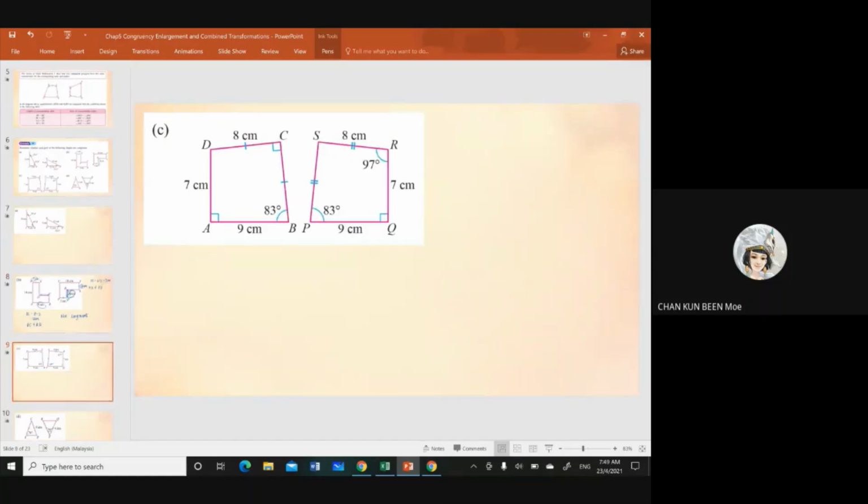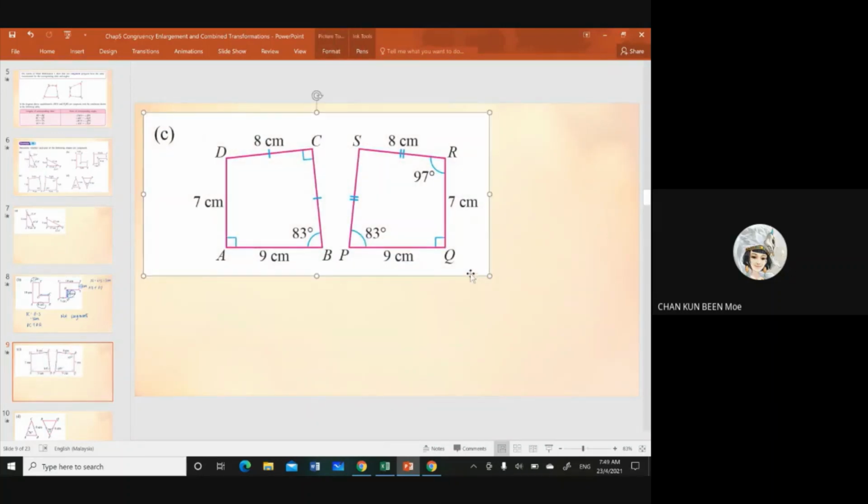Okay, this is C here. Same thing, we are going to determine the side and the angle. First, we look at the sides. This is A, B, C, D, and this is P, Q, R, S. Let us look at the comparison first. AB is equal to QP, 9 centimeter. They are the same, nothing wrong. Then the next one, AD is equal to QR, 7 centimeter. They are the same also. Now DC is 8 centimeter. It is the same as RS, 8 centimeter.